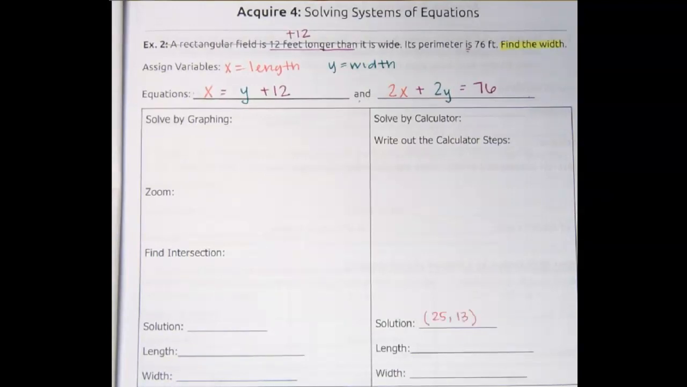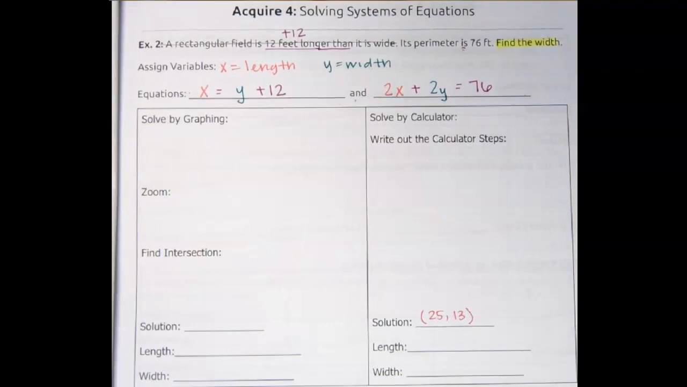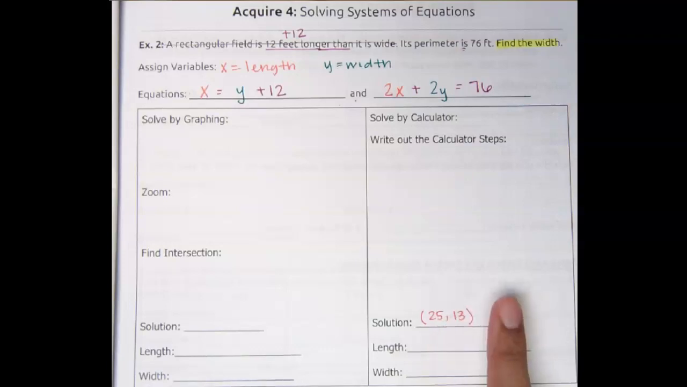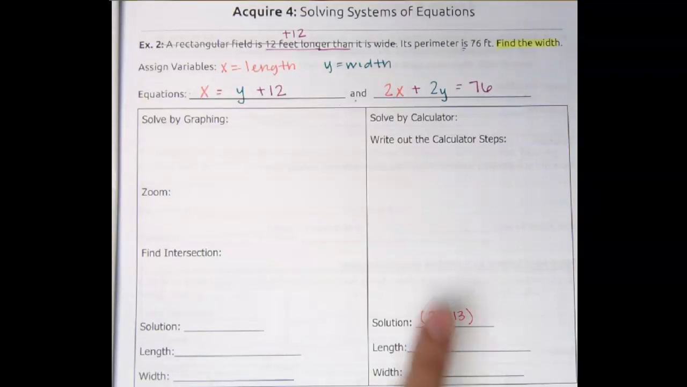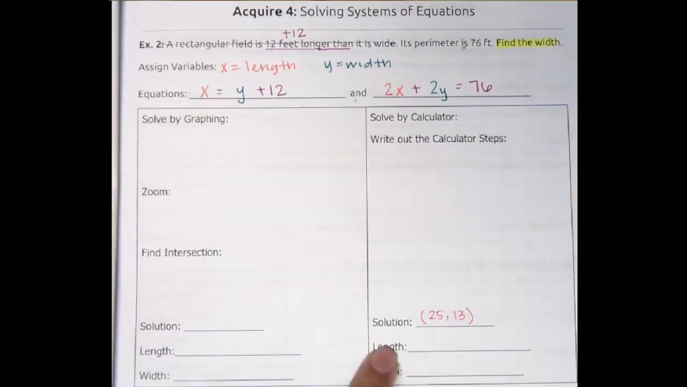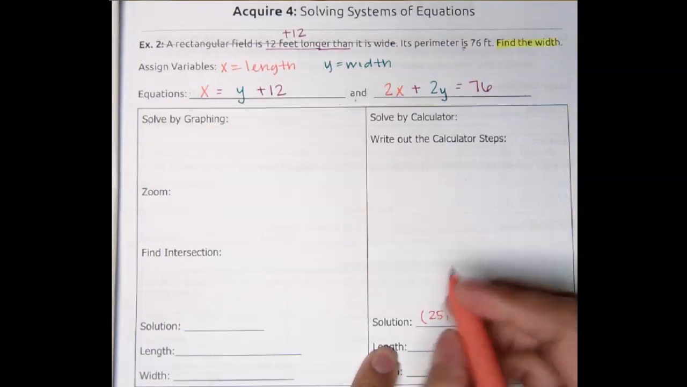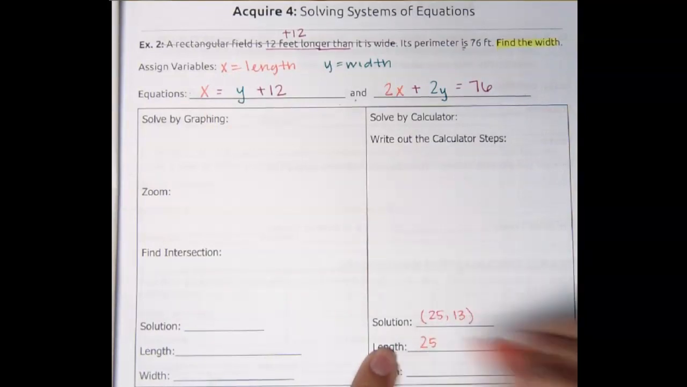So, if you actually did what you were supposed to do, and you paused it, and either solved by graphing or by using system solve in the calculator, you should have gotten the ordered pair 25, 13. I like to do system solve because it's less steps, but if you like to graph, that's fine. So what does this mean? They want us to find the width. Well, 25 is in the x place, and x place was the length, so I'm going to go ahead and write that in. The length is 25, what?